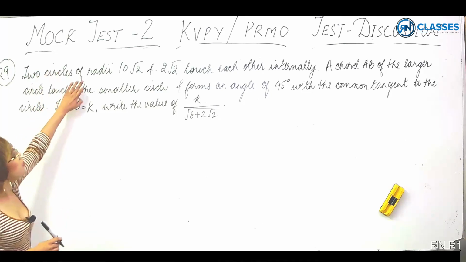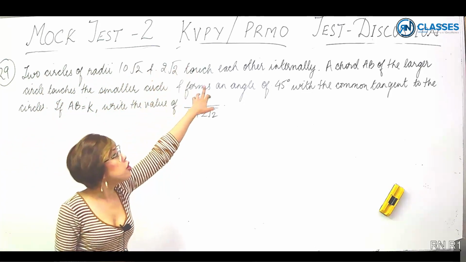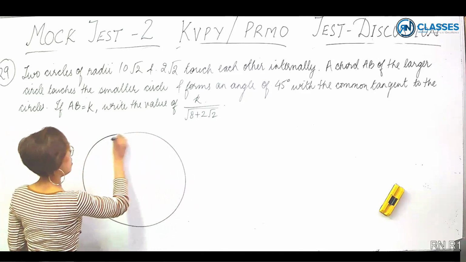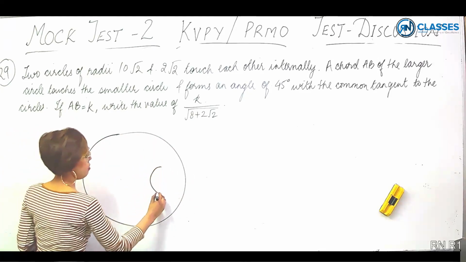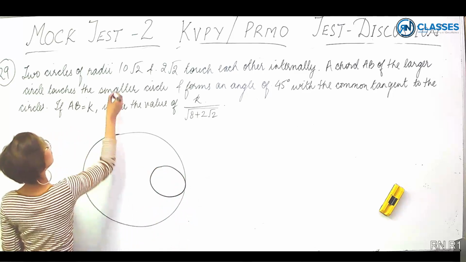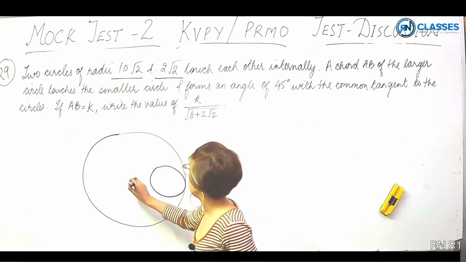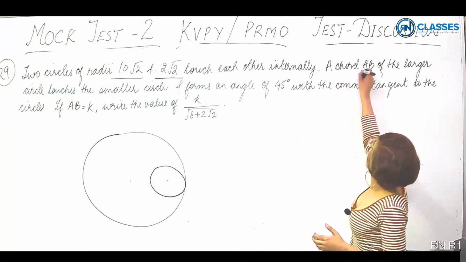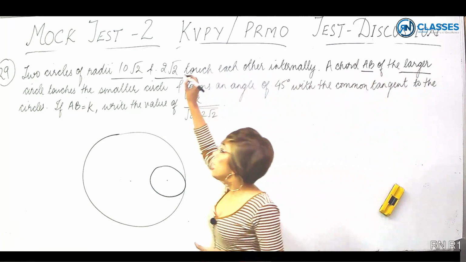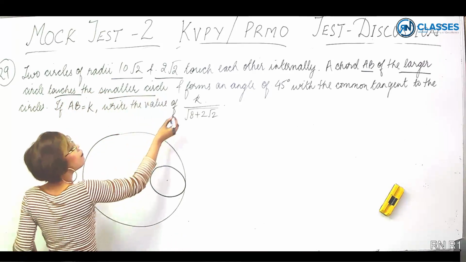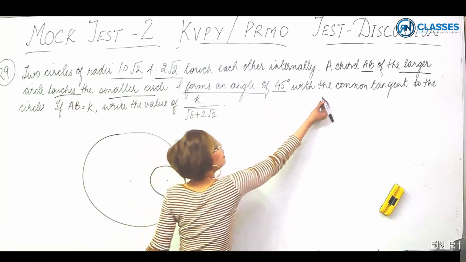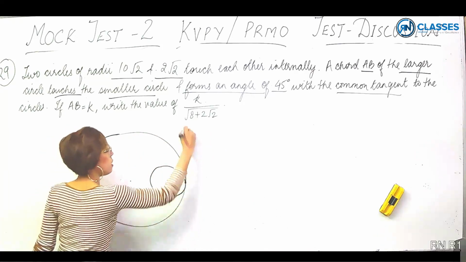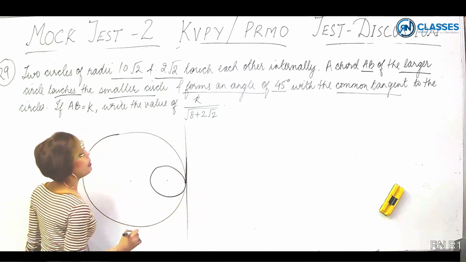He says 2 circles of radii 10 root 2 and 2 root 2 touch each other internally. Okay. So I have one such circle and another such circle. Now radii are given, 10 root 2 and 2 root 2. A chord AB of the larger circle touches the smaller circle and forms an angle of 45 degrees with the common tangent. Now obviously common tangent would be like this.